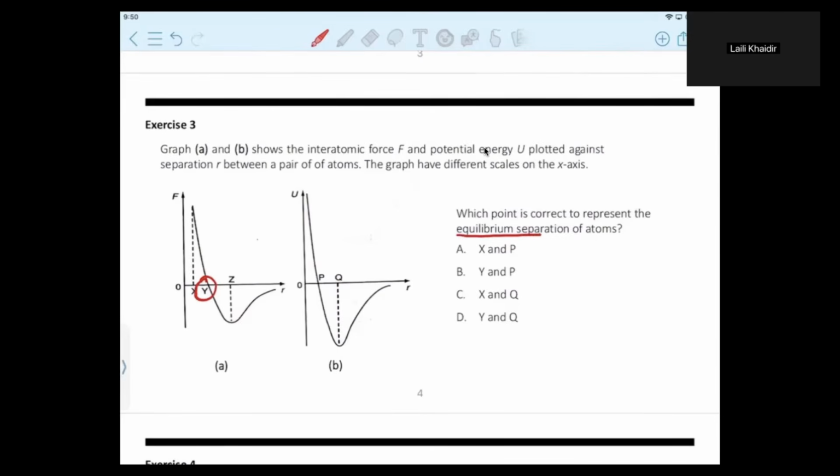And what about B? B is potential energy versus separation of atoms. When the atoms are in equilibrium states, we know that they are not moving. They don't have any thermal energy or kinetic energy related to them. Therefore, their potential energy is at a very minimum. Very minimum, it's somewhere here. So it is at point Q.